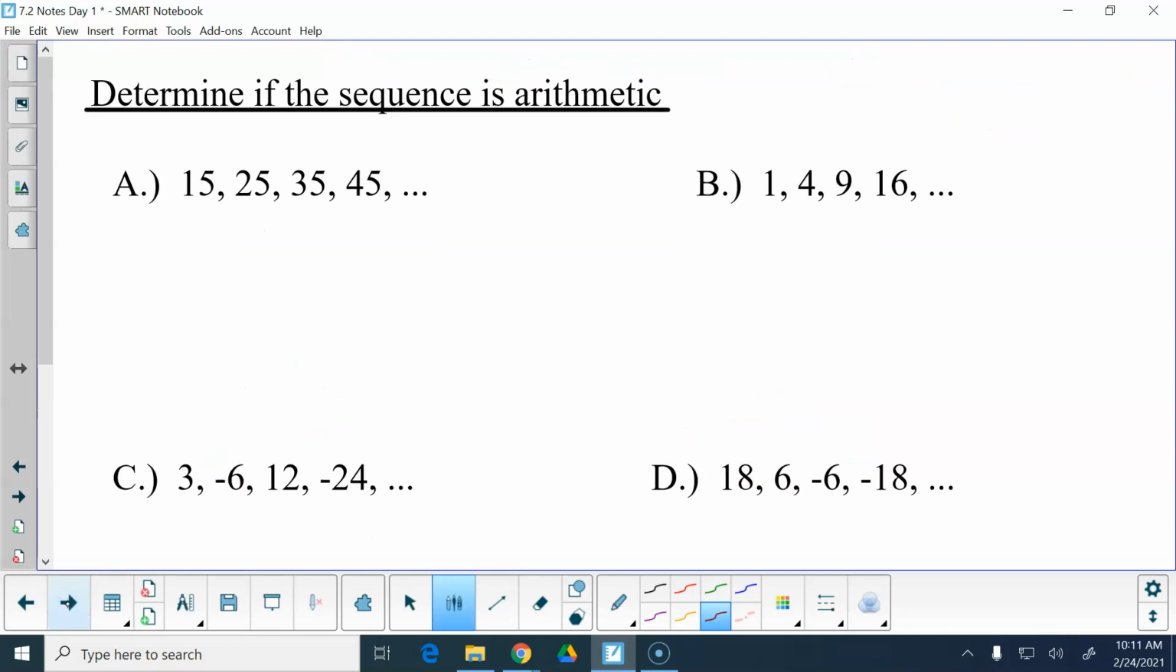So, your turn. You tell me if any of those sequences are arithmetic or not. First one's always adding 10, correct? Okay, so that means it's arithmetic.